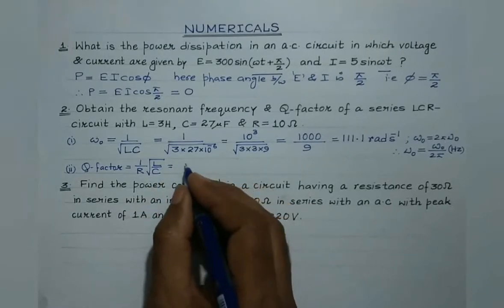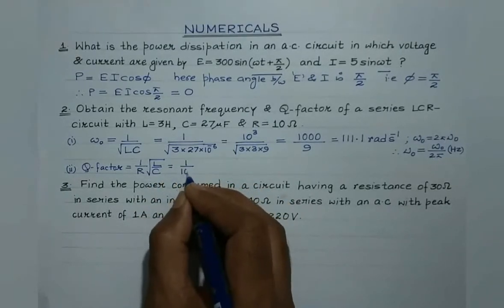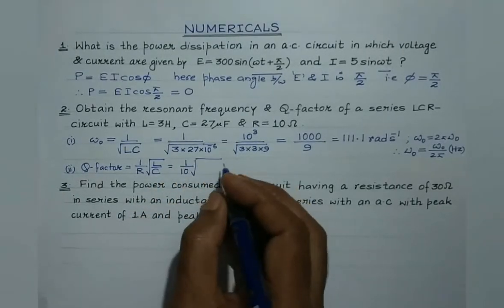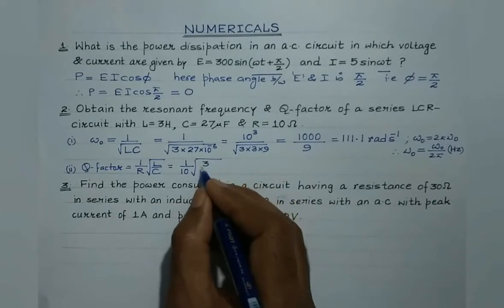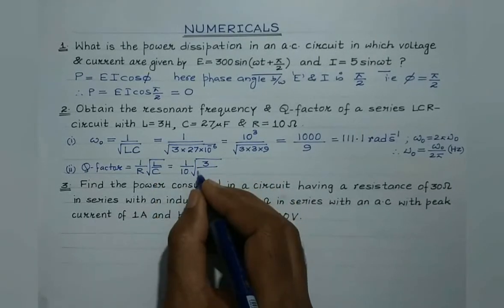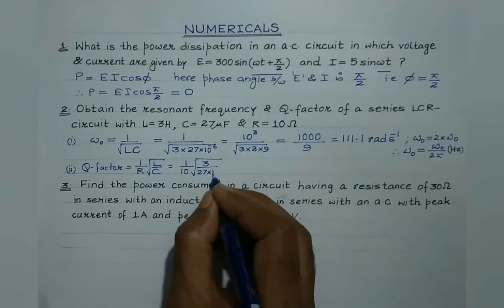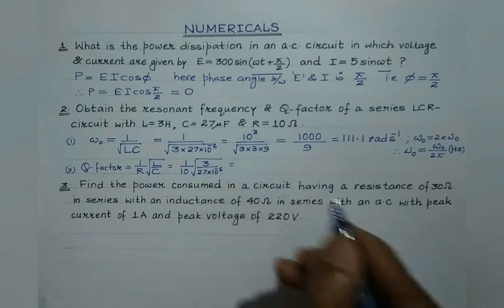So let's substitute the values. R is given to be 10 ohm. L is given to be 3 Henry. And C is given to be 27 microfarad. So let's try to solve it.